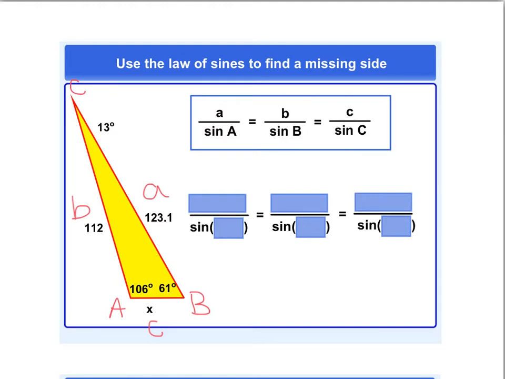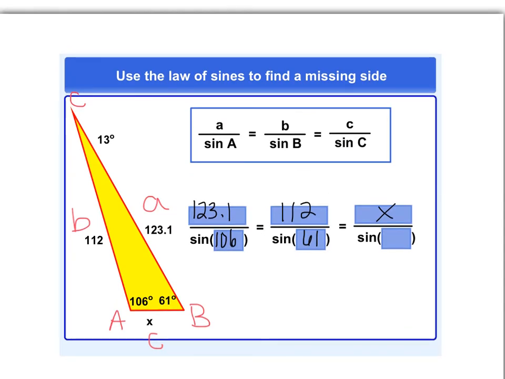So my side A is 123.1. Side A, and then underneath it we have sine of angle A, and angle A is 106 degrees. Then we have B, side B is 112, the angle B is 61, and then C is what we're looking for, that's x, and the angle of C is 13. It's maybe not very clear, but it's written here on the side, the angle of C is 13. All right, so now we want to solve for x.